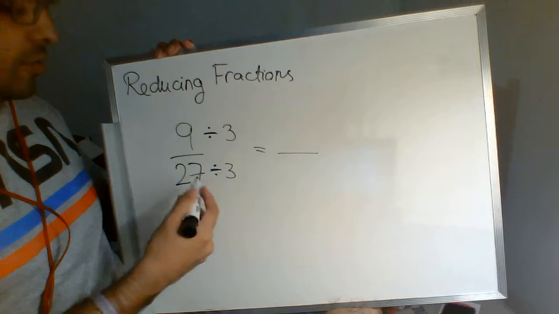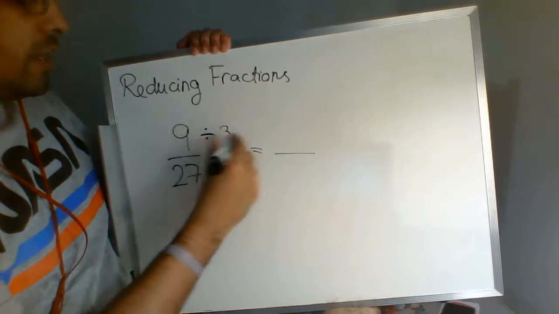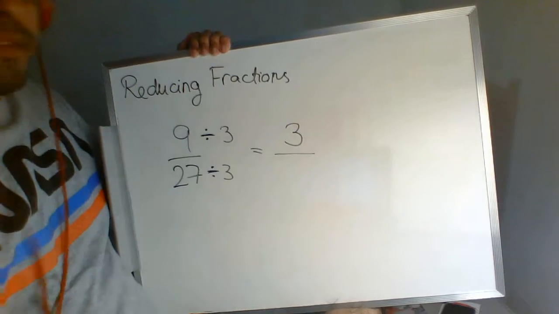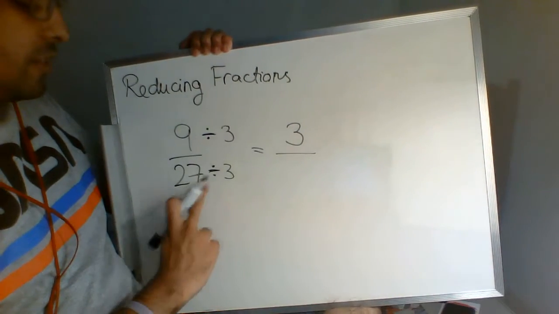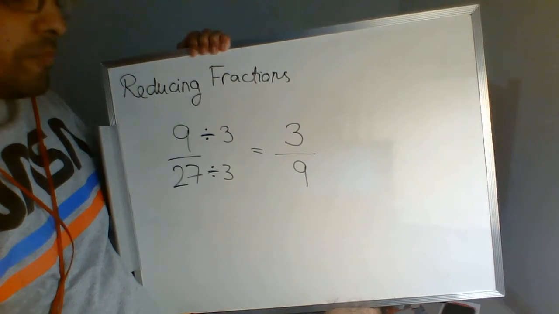You could divide 9 and 27 by 3. Maybe you notice that more easily. So then you go ahead and you do that. You get 9 divided by 3, leaves you with a 3 on top. And then 27 divided by 3 leaves you with 9 on the bottom.